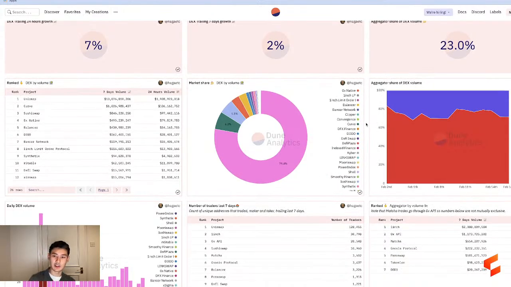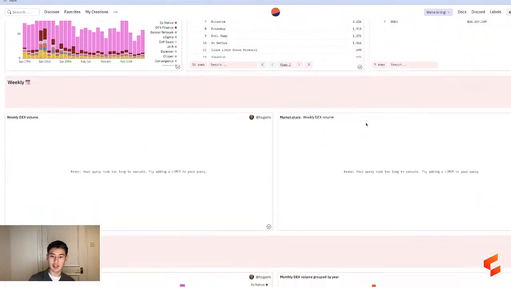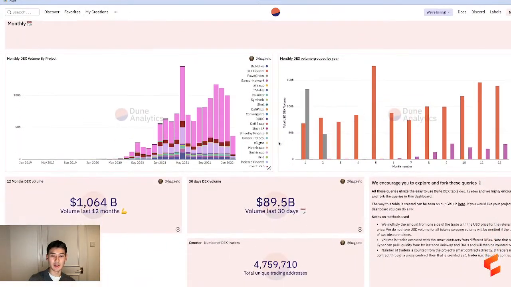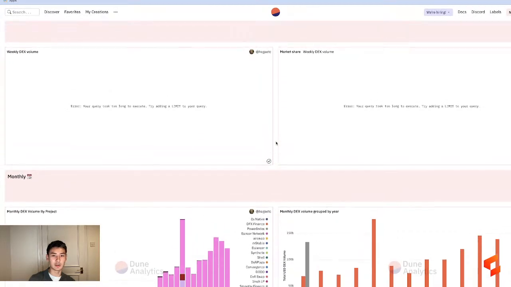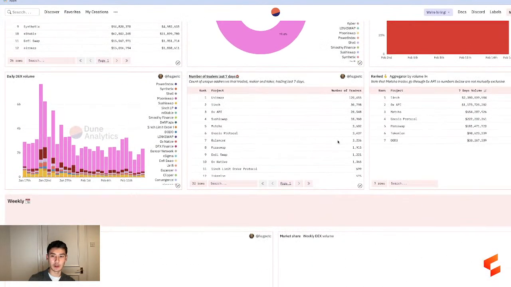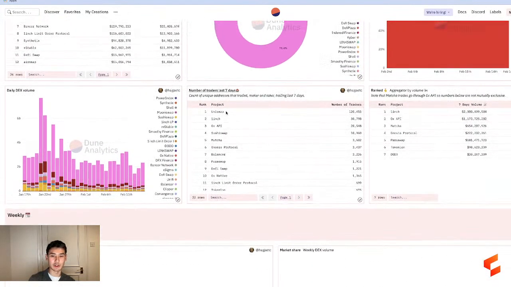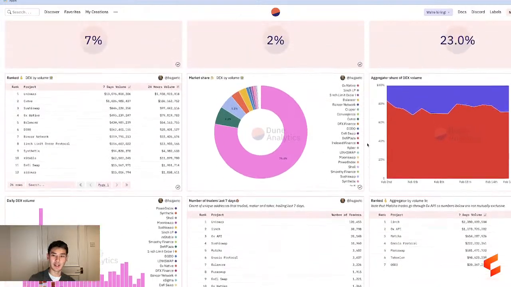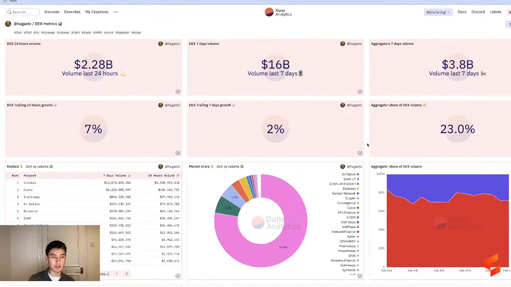So this is another example of a Dune dashboard that could help you get comfortable with understanding how much an industry is growing, how much a vertical is growing, and who the major players in that vertical are. We can see Uniswap. Here we have the aggregators, 1inch, Matcha, Gnosis, Paraswap, and we're gathering more information about the health and the makeup of this particular vertical.